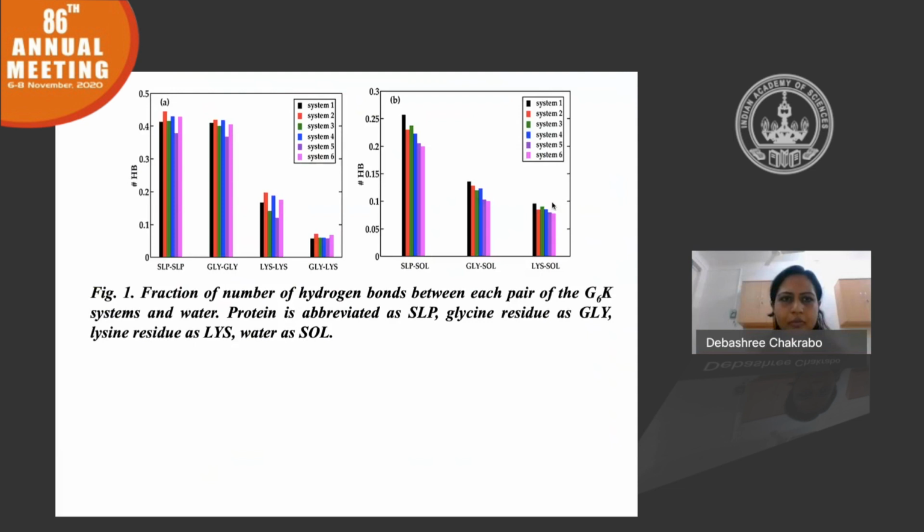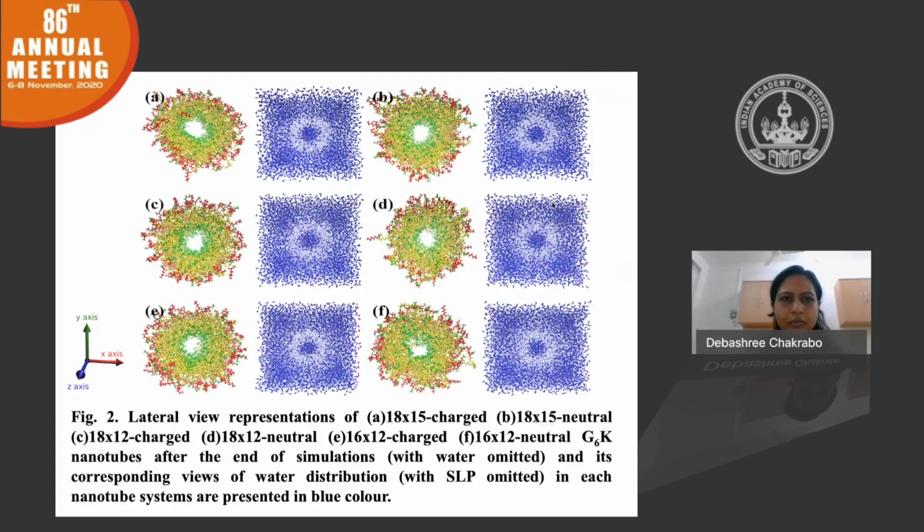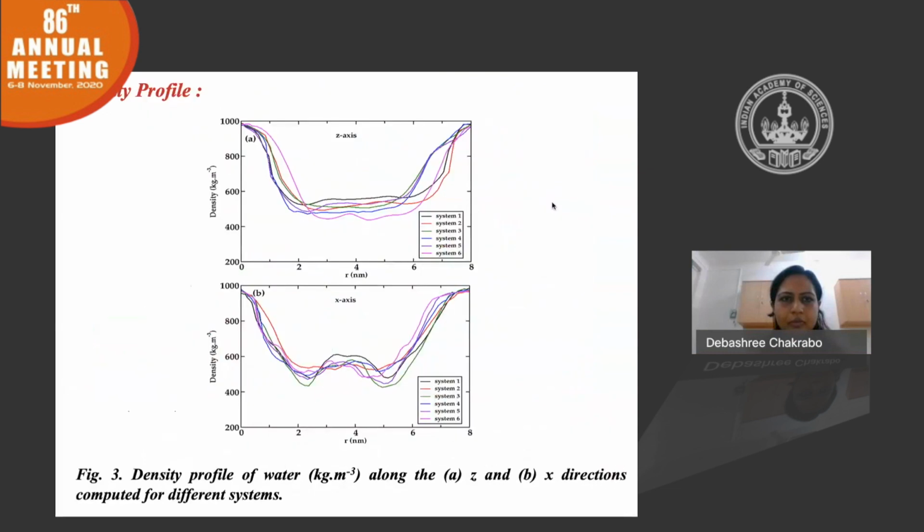So we ran around 100 nanoseconds of simulation, and after 100 nanoseconds, our system looks like this. As you can see, inside the pore there are some water molecules, and between the peptides there is a water layer which is less dense, and then outside the pore there are a lot of water molecules. We also did the density profile of this system. So this is the density profile of the water molecules. As you enter the nanotube along the z-axis, the water density decreases, and as you go outside the nanotube, the water density increases.